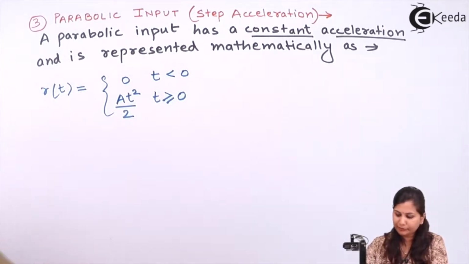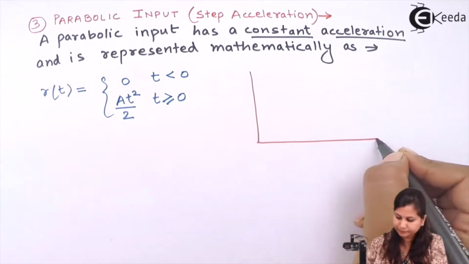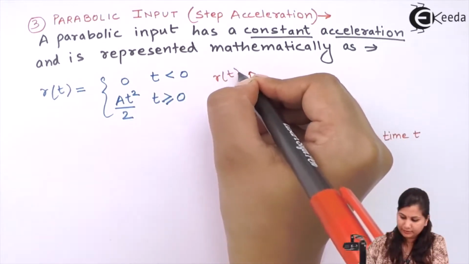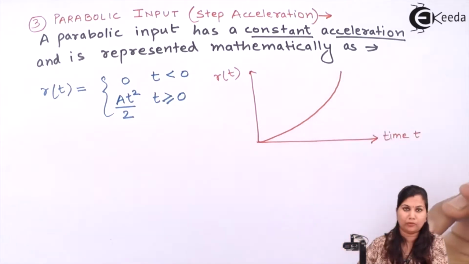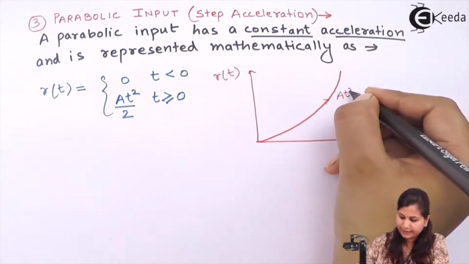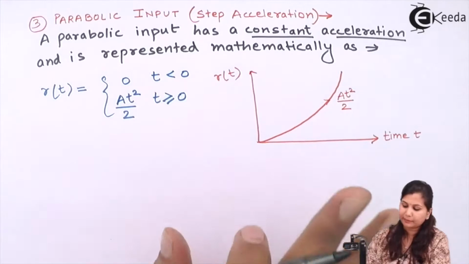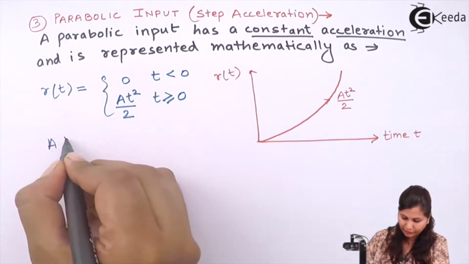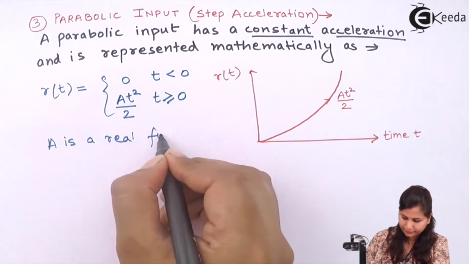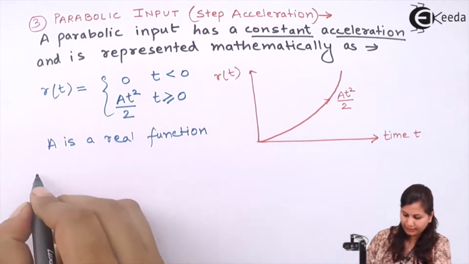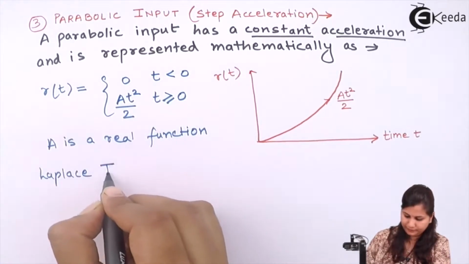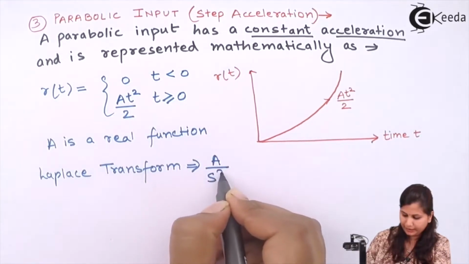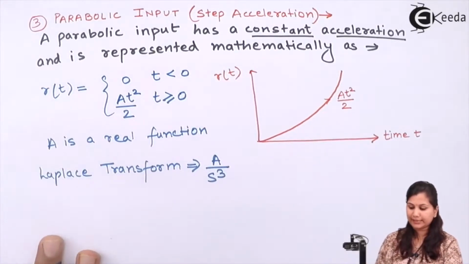Now if we draw the graph, it will look like this. This is time t, this is the signal r(t), and this time we have a parabola. This is the signal a t square by 2. So this is a parabolic input. Here, a is a real constant, and the Laplace transform of this function will be a by s cube. So this is the parabolic input.